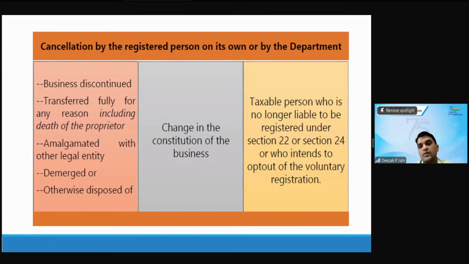Third case, where the taxable person who is no longer liable to be registered under Section 22 or 24, or who intends to opt out of voluntary registration.